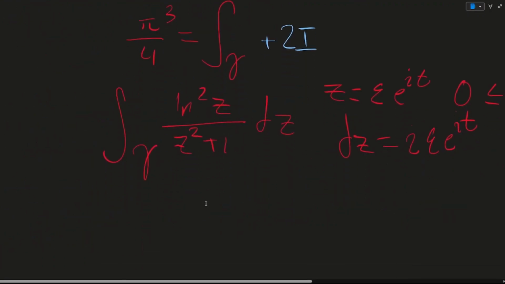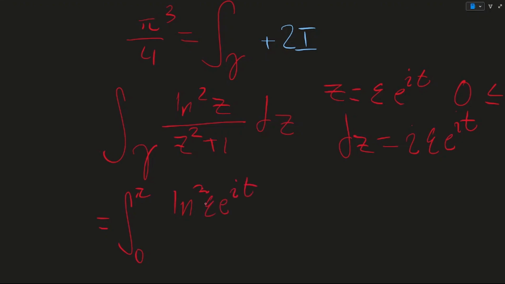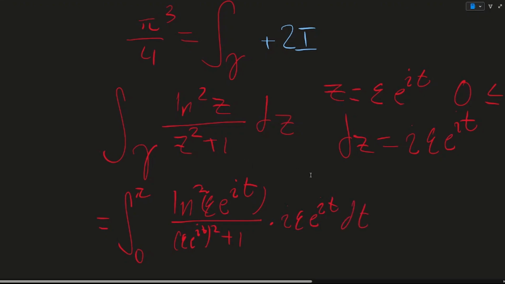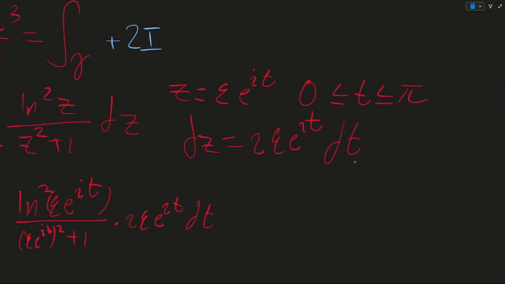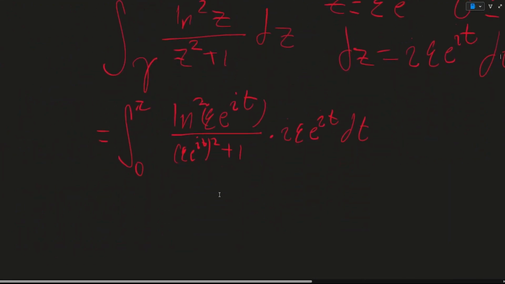And so substituting all that in, our bounds become from 0 to π of ln squared of epsilon e to the it over (epsilon e to the it) squared plus 1, times i times epsilon e to the it, with respect to t. Oh yeah, actually I forgot to write dt here. Sorry about that.